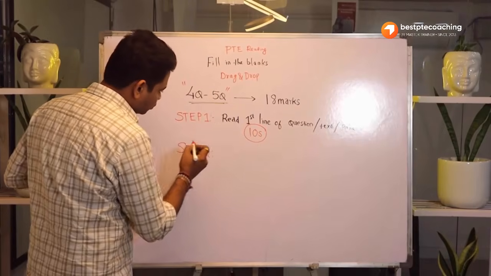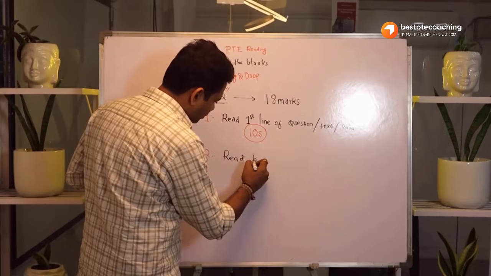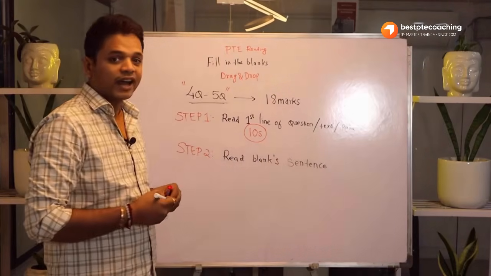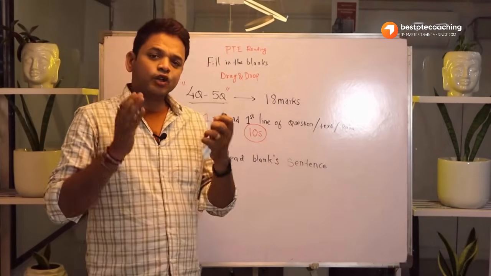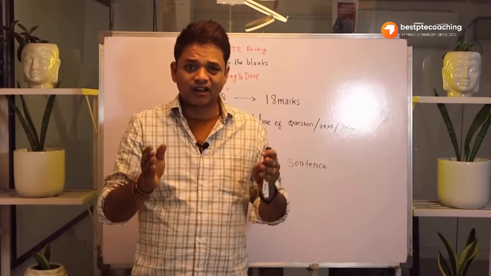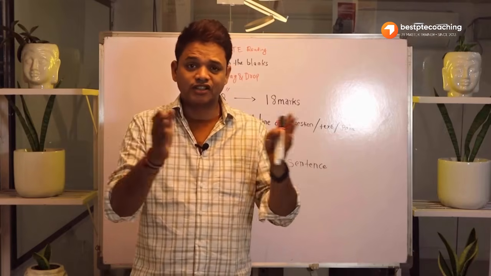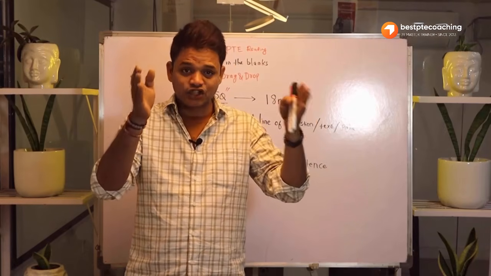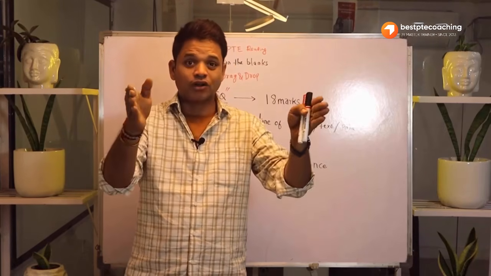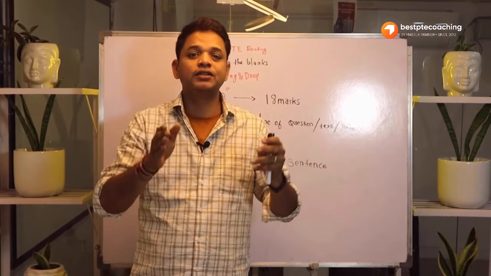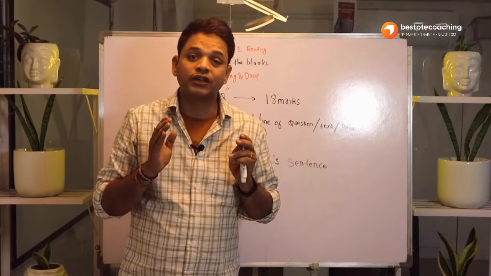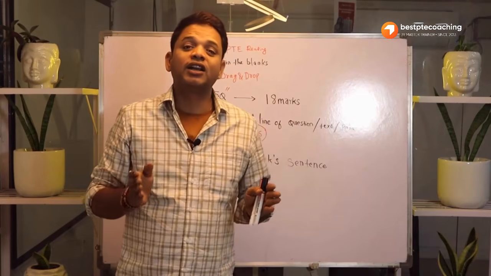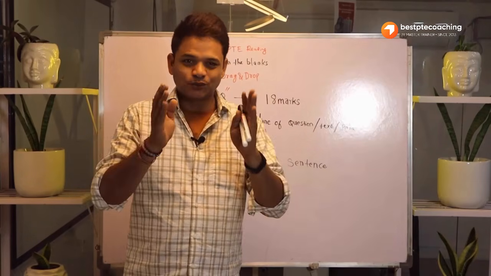Step 2 is what? Read blanks. You read the blank's sentence. Why are we doing it? Because every blank is a missing word in a sentence. If you read that sentence, you read that clause, you read that baby sentence, you will get to know situationally which word is suitable, grammatically which word is suitable.